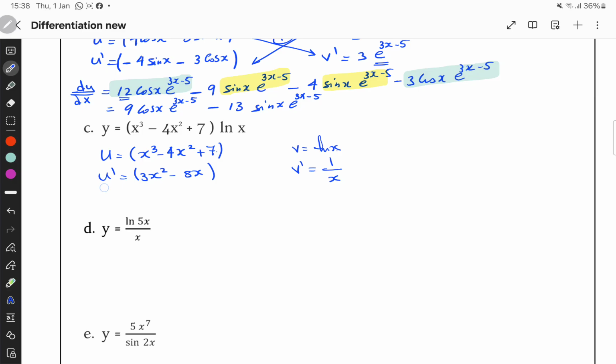So using the rules directly from here, dy over dx will be equal. Here with more than one term, we distribute every term by that. X cubed times 1 over x will be x squared. For 4x squared divided by x, it will be 4x. 7 times 1 over x will be 7 over x. In the same way, we do it in the other direction. 3x squared times ln x will be 3x squared ln x. Minus 8x times ln x.